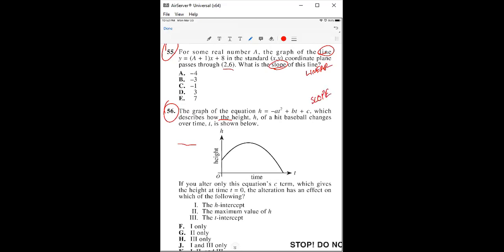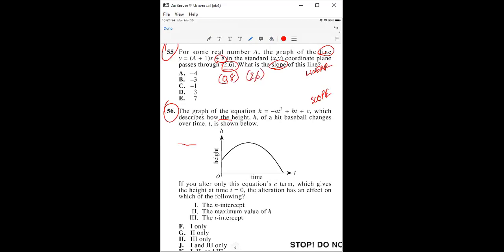What did they give us? Well, they gave us 1 point, and they also gave us another point. It's embedded in that equation. The other point would be 0, 8, because that's the y-intercept. So we have 2 points here.